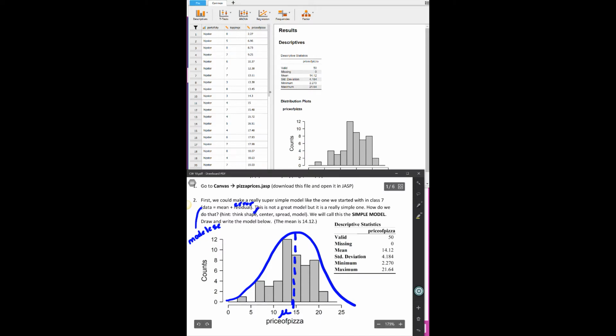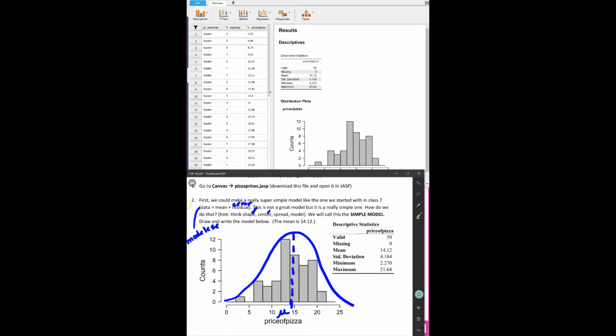Okay, so we've got shape and center. Next up is spread. On our simple model, we represent the spread using the standard deviation, which is 4.184. That's roughly what we would expect for the standard deviation in the overall population. So if this mean here is a little bit above 14 and the standard deviation is a little bit above 4, then if we take the difference, we're looking at about 10. So what we're saying is that we see the average spread of about 4 either side of the mean.